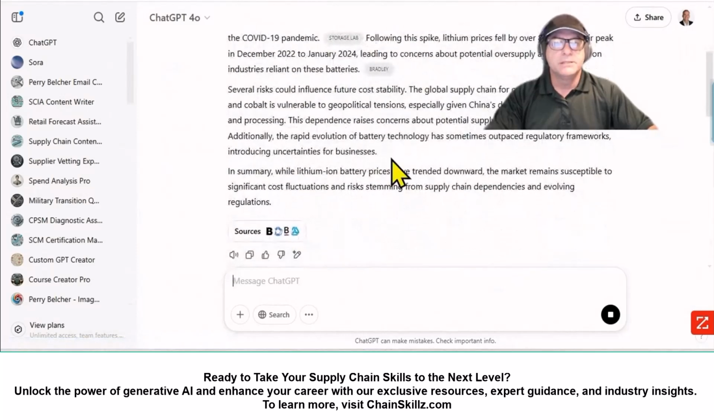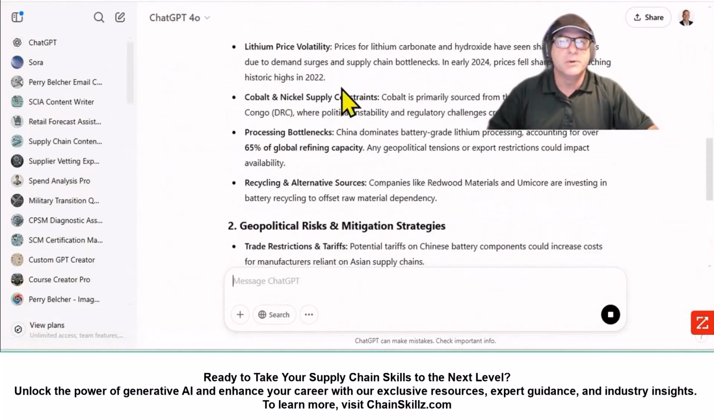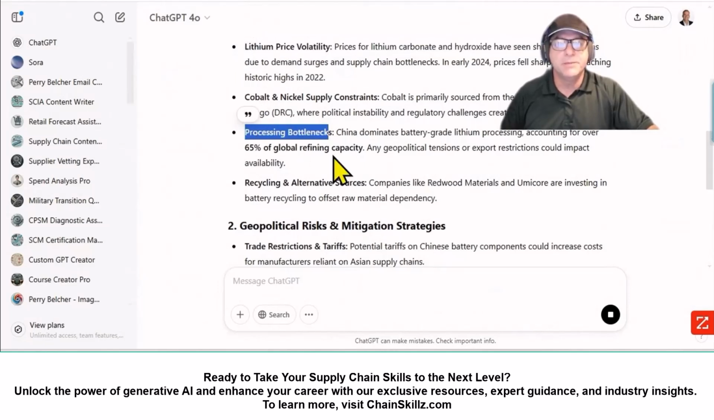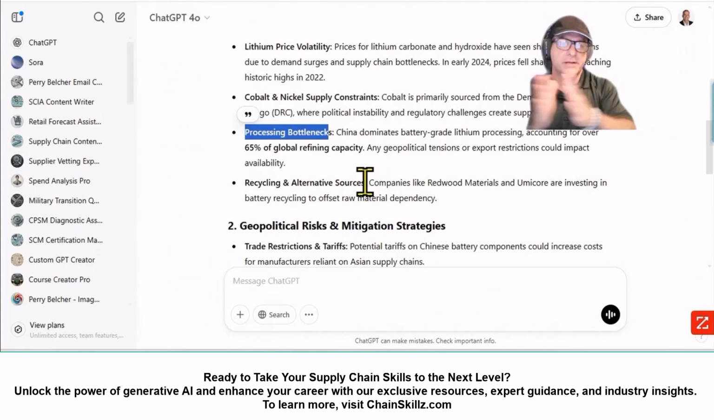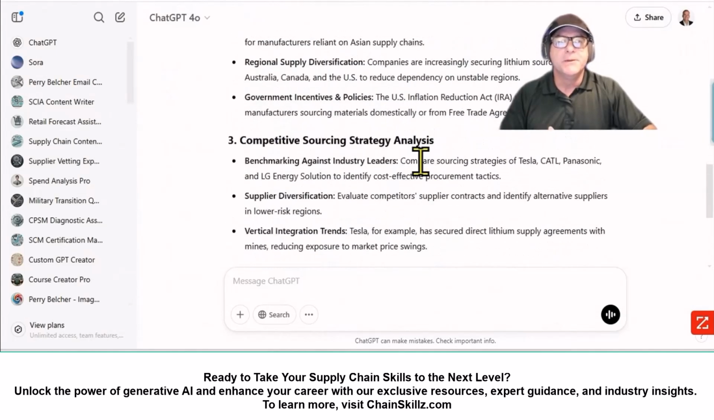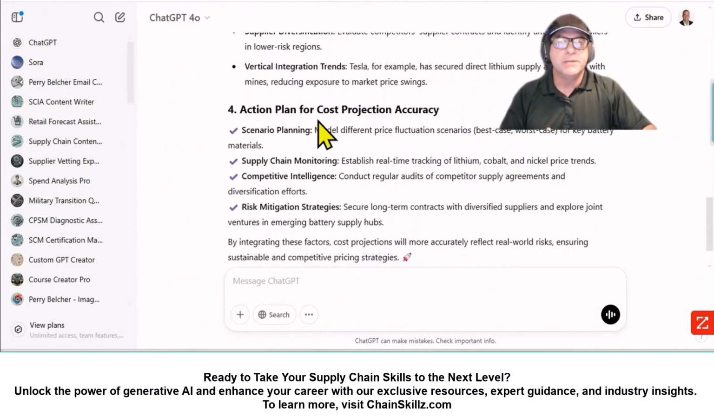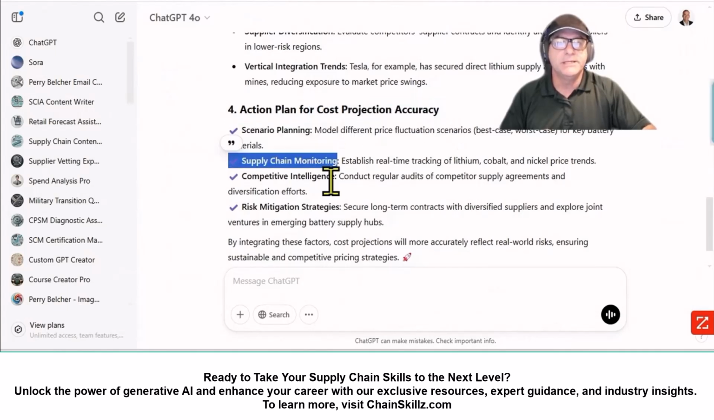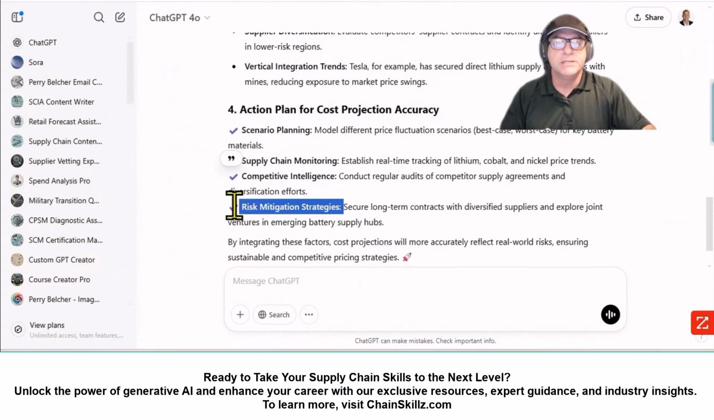The risks. Okay, now it's giving me a little bit more: lithium price volatility, cobalt, nickel, processing bottlenecks. That would be important to know. If you have to purchase batteries for an EV fleet, I know in the state of California a lot of municipalities were being mandated to have EV fleets, and batteries would be a high cost item, right? Just going through here: action plan for cost projection accuracy, scenario planning, supply chain monitoring, competitive intelligence, risk mitigation strategies.